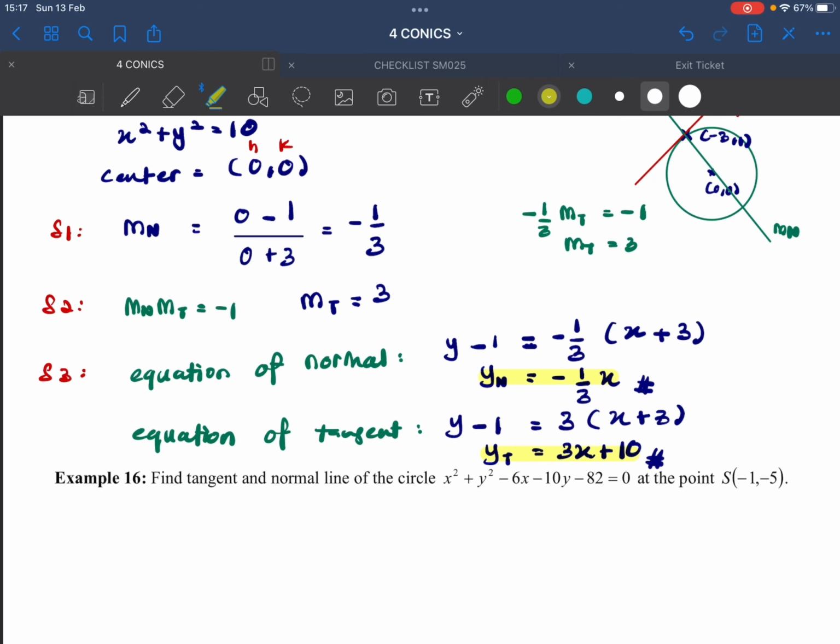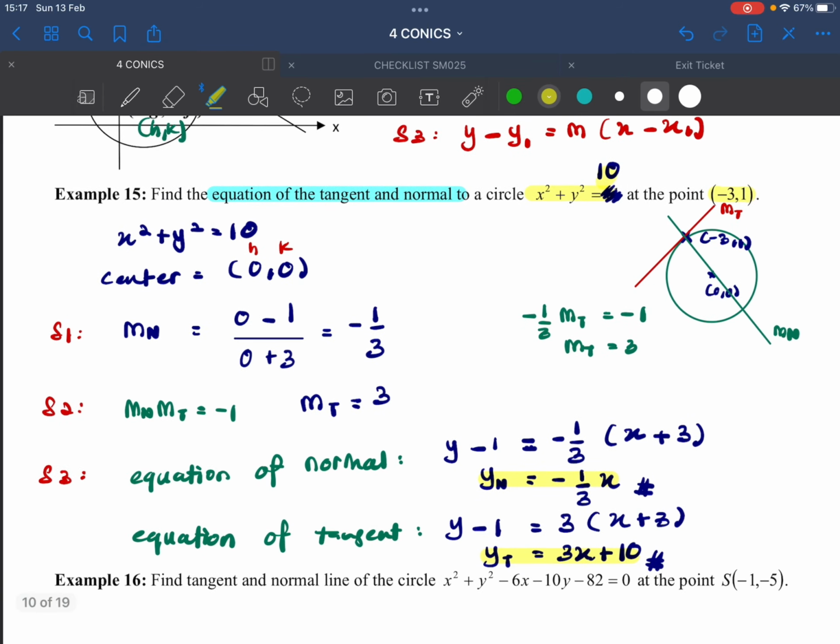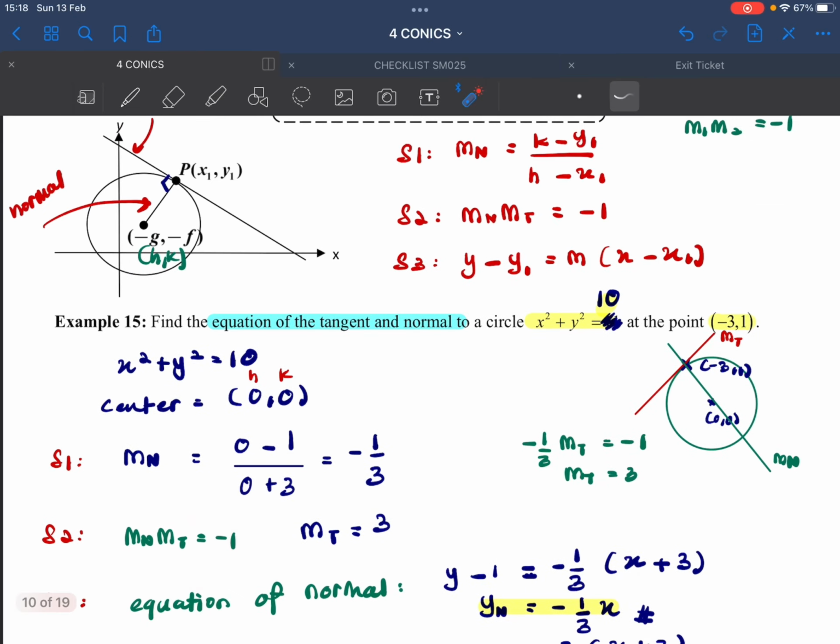So this is the first method that you can use to find the equation of tangent and the equation of normal. Just follow the steps: find the gradient of normal first, find your gradient of tangent by using this formula, and then substitute into this equation.